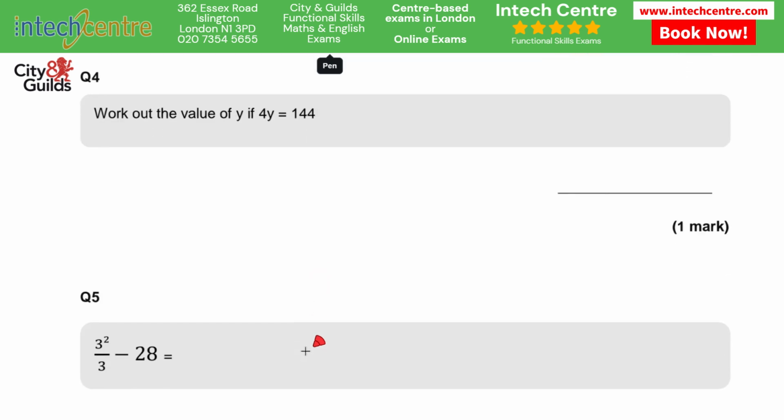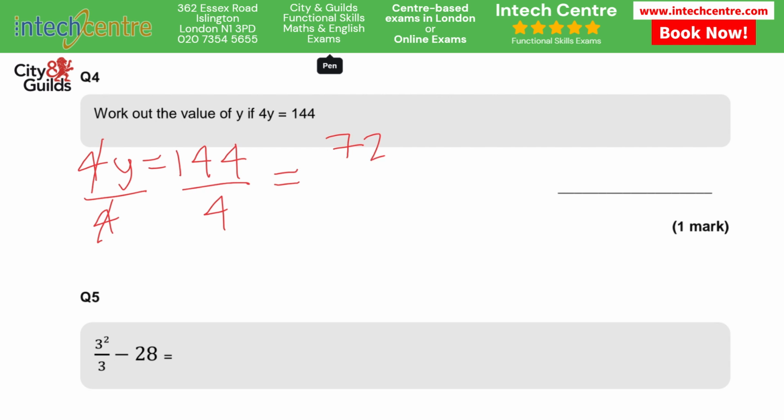The next question here is asking us to work out the value of y if 4y equals 144. So we have 4y equals 144. So to get y, we divide both sides by 4. Because now these 4's here cancel, so we have y equals 144 over 4, and as it is a non-calculator paper, we'll just divide it by 2 for now, so divide numerator and denominator by 2. So we have 72 over 2, and 72 divided by 2 is equal to 36. So your answer here is 36, y equals 36.